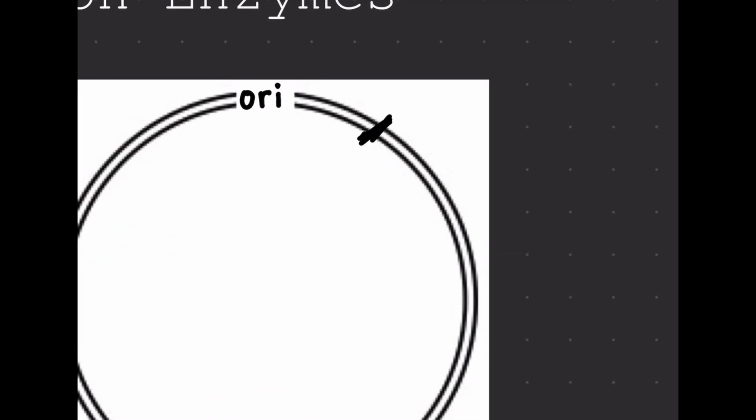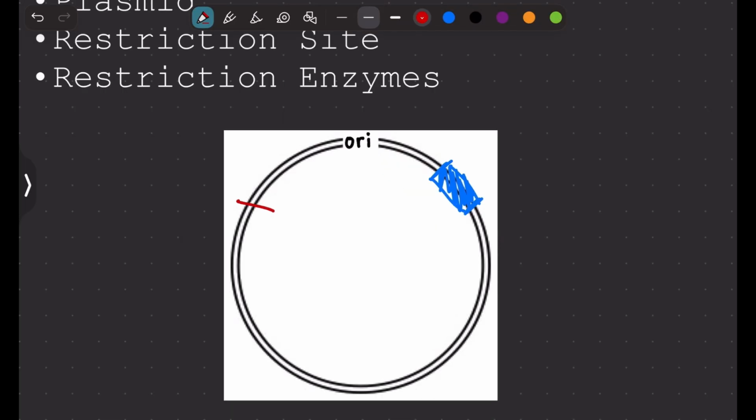For example, we have our LAC-Z gene, which you should know from the lac operon. Let's say this is the LAC-Z gene. Say over here we have our AMP gene. This will be another type of gene that you may find within a plasmid. And basically, when AMP is expressed, it will confer resistance to the antibiotic ampicillin.